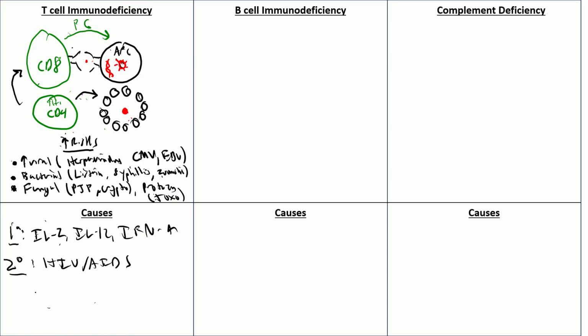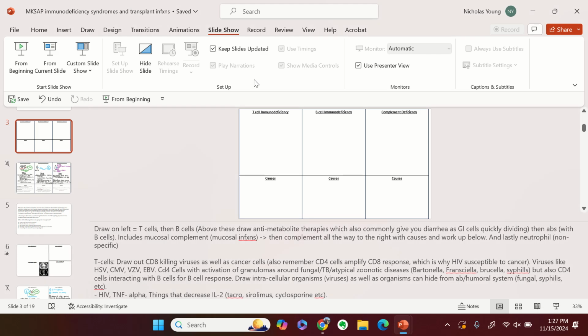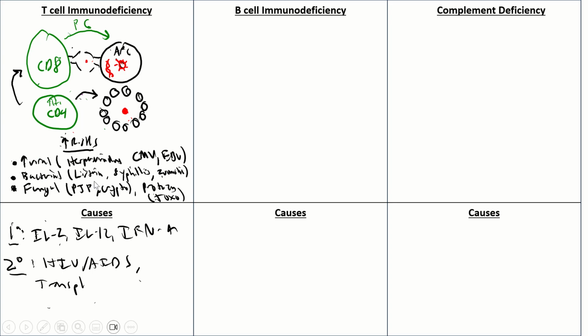All right, so what other things may you see? Transplant, especially being on IL-2 inhibitors, may put you at risk for T-cell immunodeficiency, and then steroids, glucocorticoids as well, put you at risk for B-cell immunodeficiency as well as T-cell immunodeficiency. All right, so let's go to B cells.